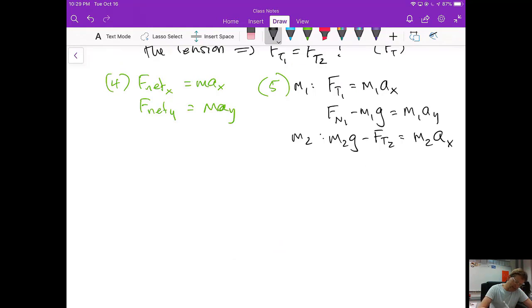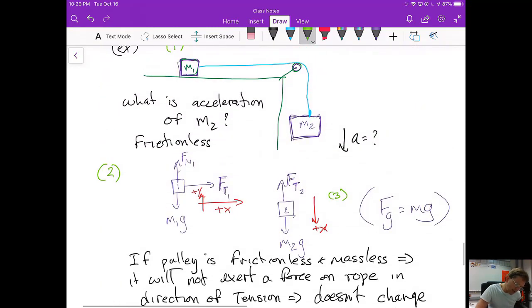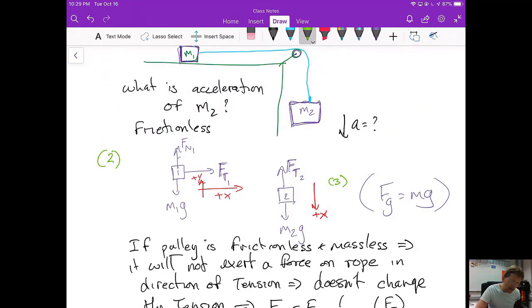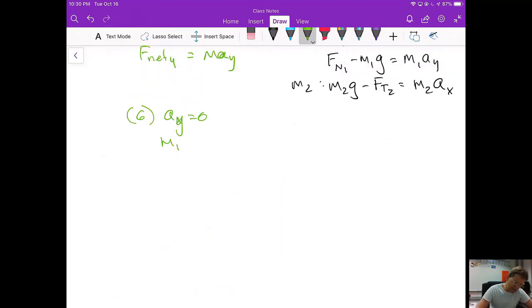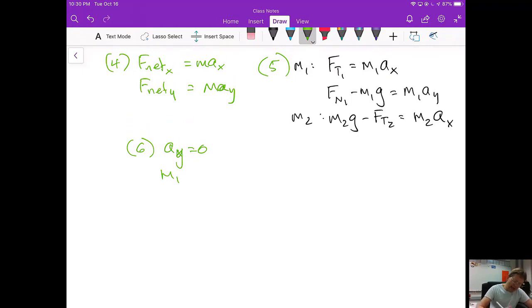And then step 6 is to recognize that a sub x is the same for both, and a sub y is equal to 0. I didn't actually give you m1 and m2. What I meant by the question, what is the acceleration, is what is the acceleration in terms of m1 and m2. So step 6 is really just to recognize that a sub y is equal to 0, and so now step 7, solve for a sub x.